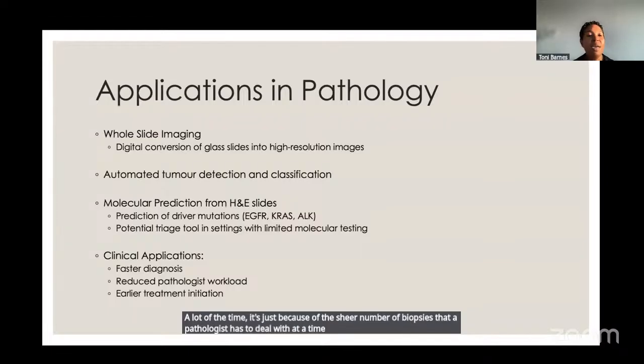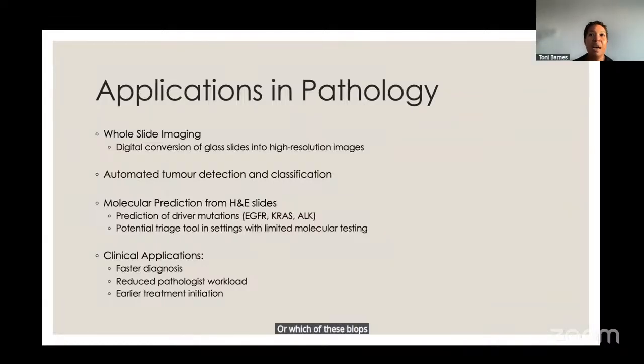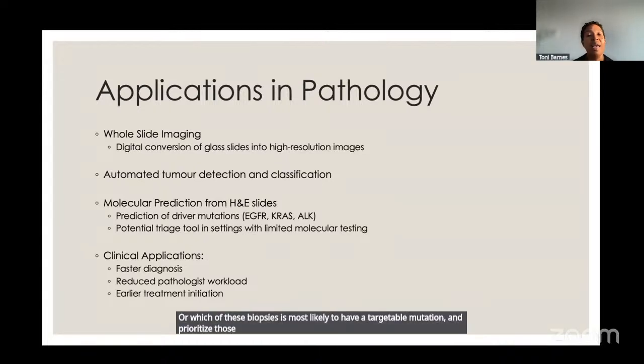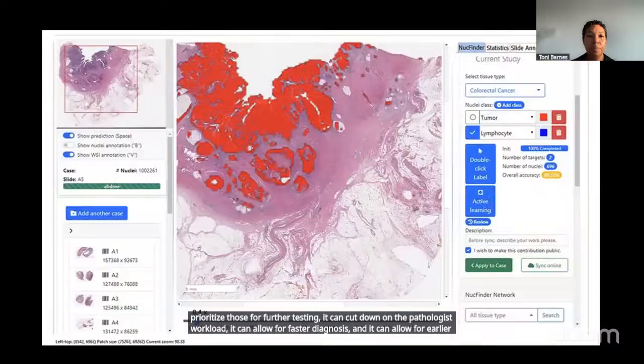And if you can use AI potentially to triage which of these biopsies is most likely to be malignant, or which of these biopsies is most likely to have a targetable mutation, and prioritize those for further testing, it can cut down on the pathologist's workload, it can allow for faster diagnosis, and it can allow for earlier treatment initiation.